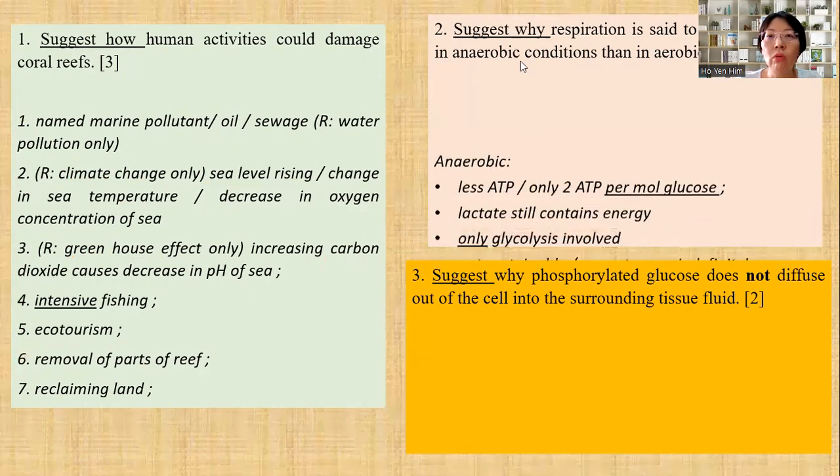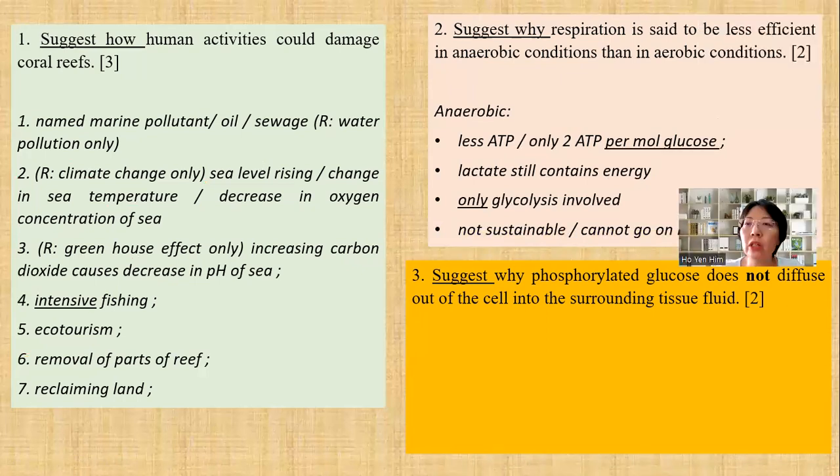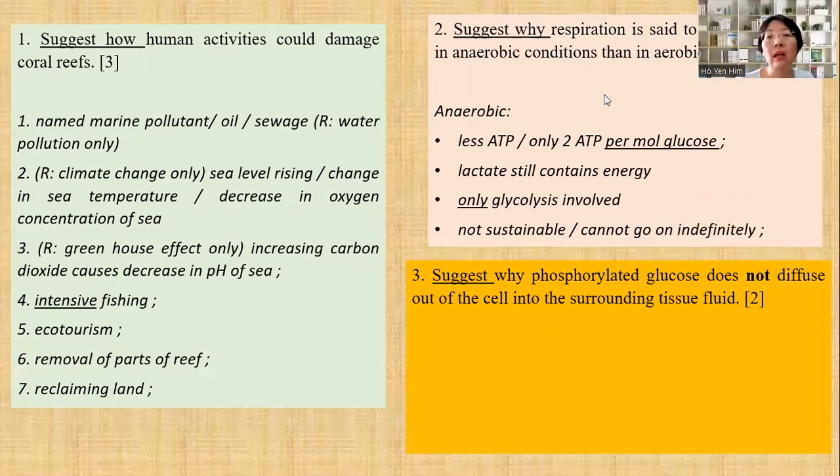Okay. Next, suggest why respiration is said to be less efficient in anaerobic condition than aerobic. This one is very straightforward. You can talk about the number of ATP per mole of glucose. And the lactate is not fully oxidized, so there is still energy inside there. It only involves glycolysis, so it is partial. And it cannot sustain indefinitely, because the lactic acid produced will eventually inhibit the enzyme as the pH becomes very acidic.